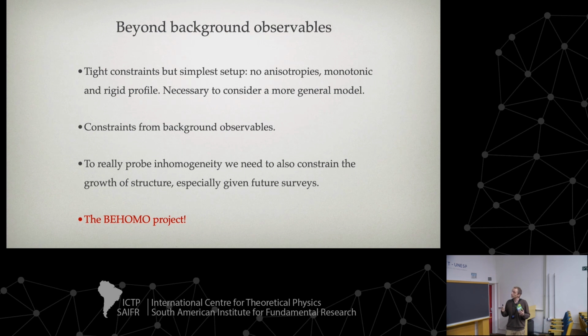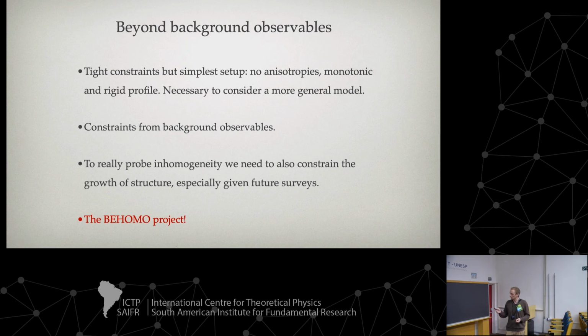However, this analysis is just a first step, because the constraints are tight, but the setup is very simplified. It's not just the observer who is at the center, but also the profile which is rigid, monotonic. For technical issues, you cannot do better than that. Second, constraints here come only from background observables. But the real name of the game of the future is perturbation observables, growth of structures, LSST, Euclid, J-PAS, you name it. If you really want to make progress with more general modeling, you need more information, you need to account for the growth of structures.